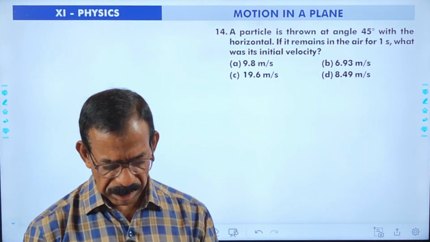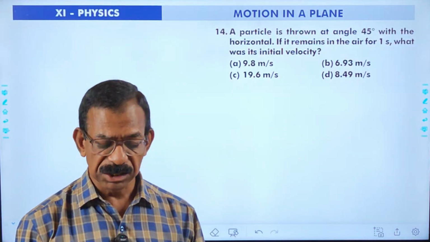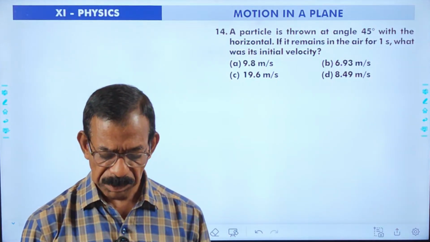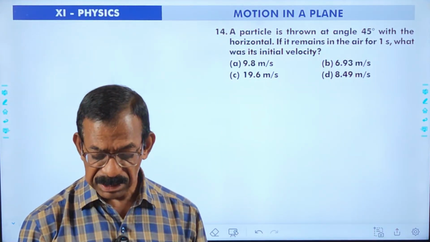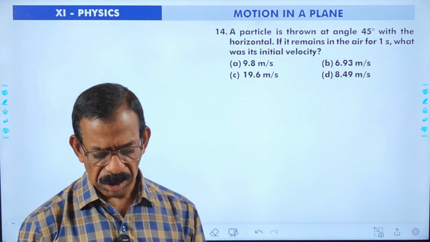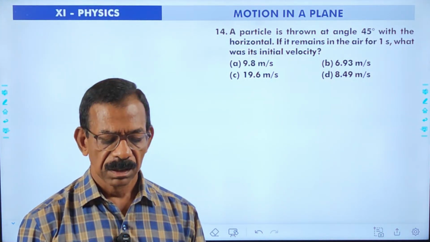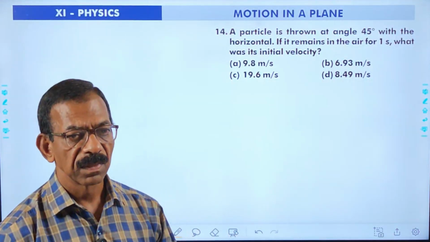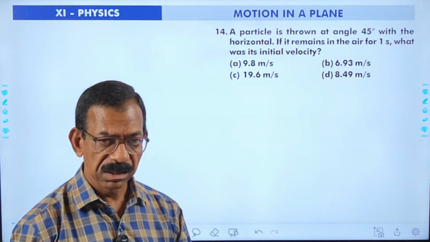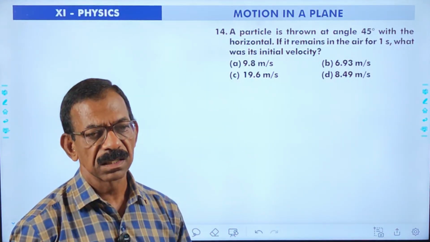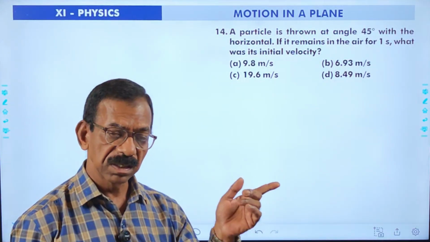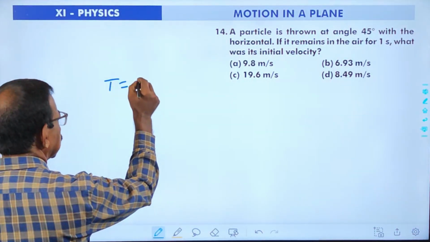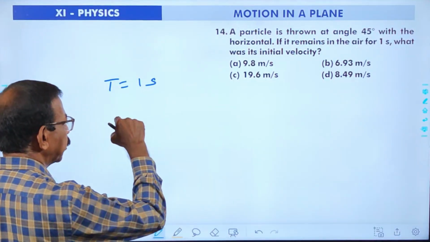Next is question number 14. A particle is thrown at an angle of 45 degree with the horizontal. Angle of projection is 45 degree. If it remains in air for 1 second, what was the initial velocity? It is projected at 45 degree, remains in air for 1 second. Remains in air is called the time of flight. When it reaches the maximum height, it is called the time to reach maximum height, and when it returns back it is called time of flight. Hence the given quantity is time of flight. It is 1 second. That is how much it remains in air.